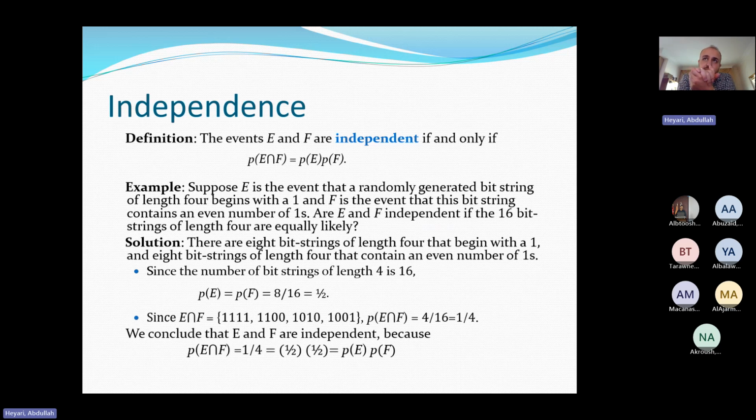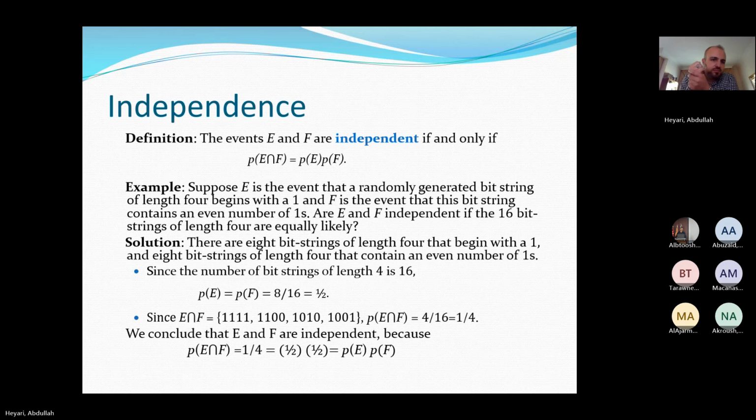Okay, and let F be the event that this bit string contains an even number of 1s. Are E and F independent, if the 16 bit strings of length 4 are equally likely? So first we have 8 bit strings representing the event E, because as we said, half of them begin with a 0, half of them begin with a 1.